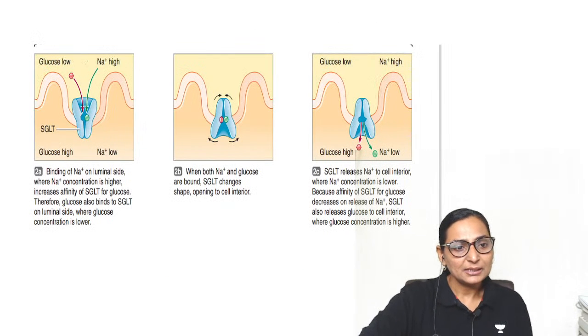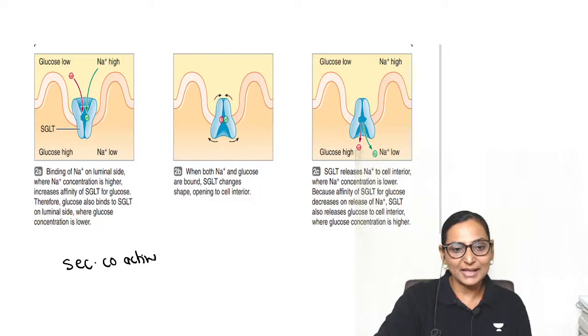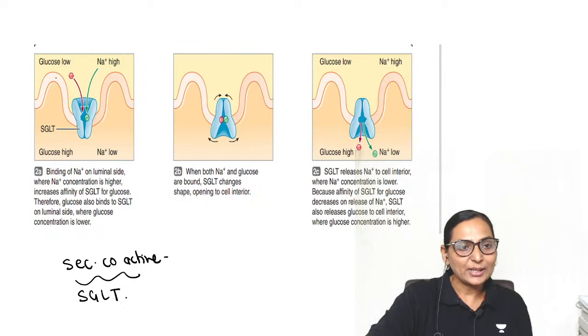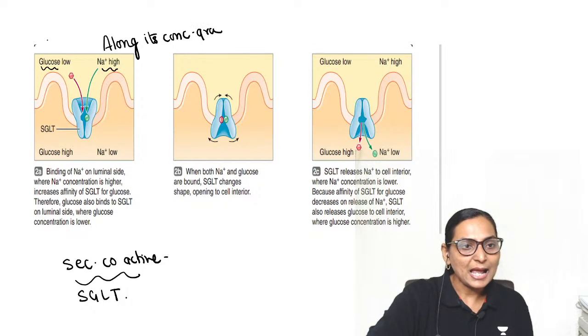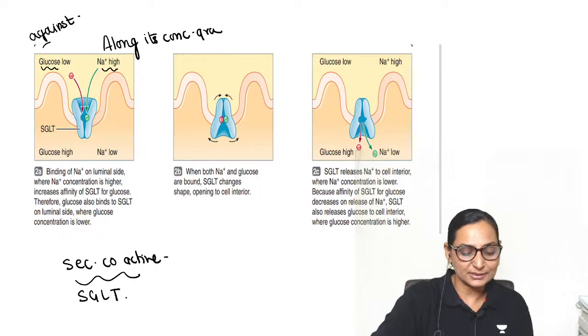What is this? This is your example of secondary active transport mechanism, that is your SGLT. You can see that sodium and glucose both are binding to a common site. Here, sodium is moving along its concentration gradient and glucose is being taken against its concentration gradient.